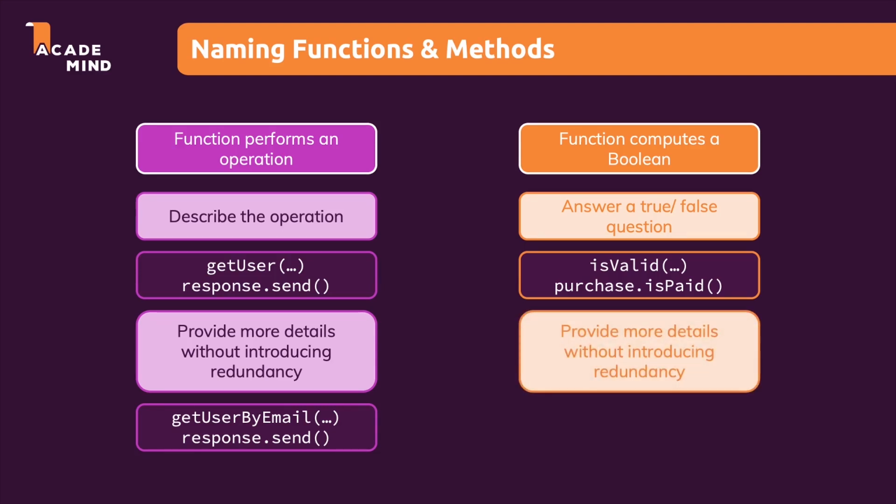For Booleans, just as before, we can also add more details if it makes sense. For example, if we have a function which validates email addresses specifically, we could name the function emailIsValid instead of just isValid. On the other hand, again, for purchase.isPaid, this is already pretty clear. More details could be added in some use cases and scenarios, but in most scenarios, it's probably good like this.